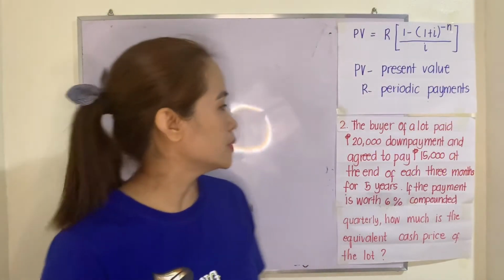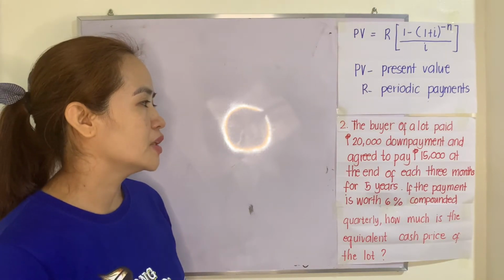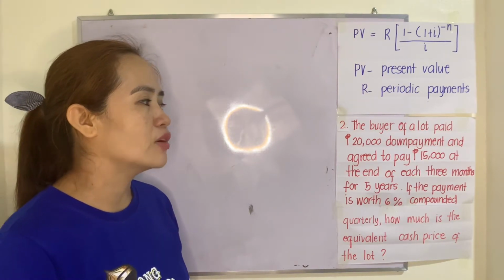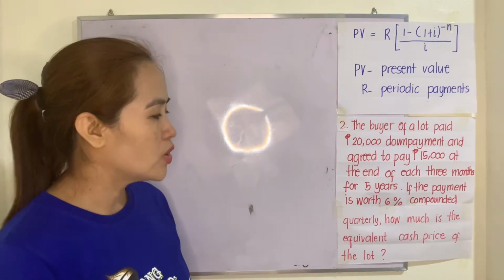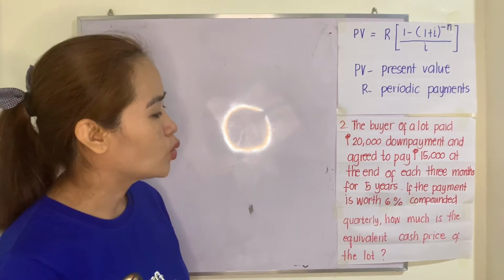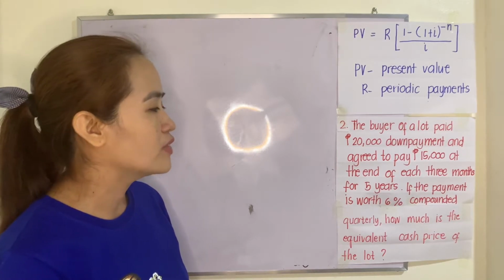Example number 2. The buyer of a lot paid 20,000 down payment and agreed to pay 15,000 at the end of each 3 months for 5 years. If the payment is worth 6% compounded quarterly, how much is the equivalent cash price of the lot?